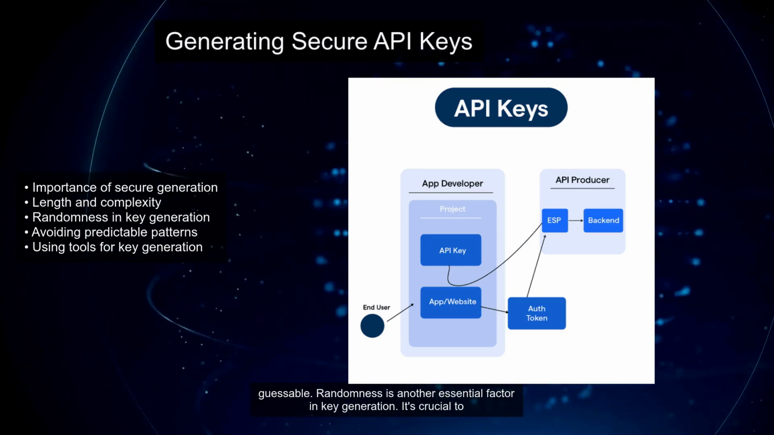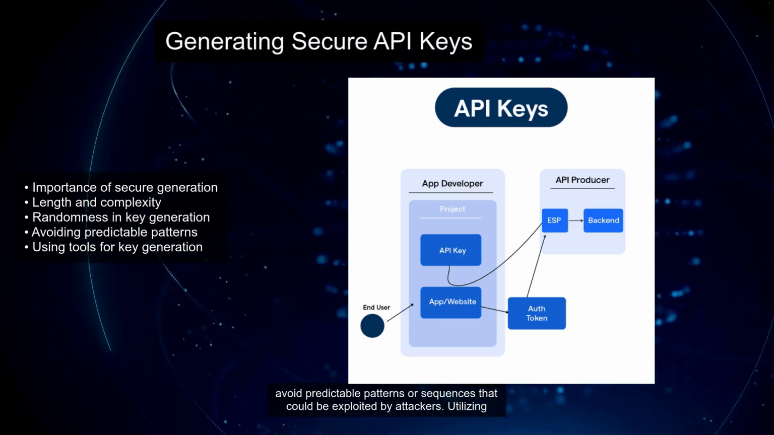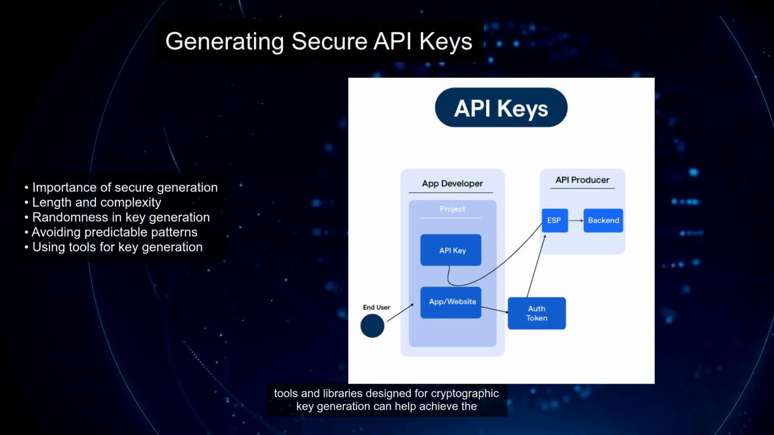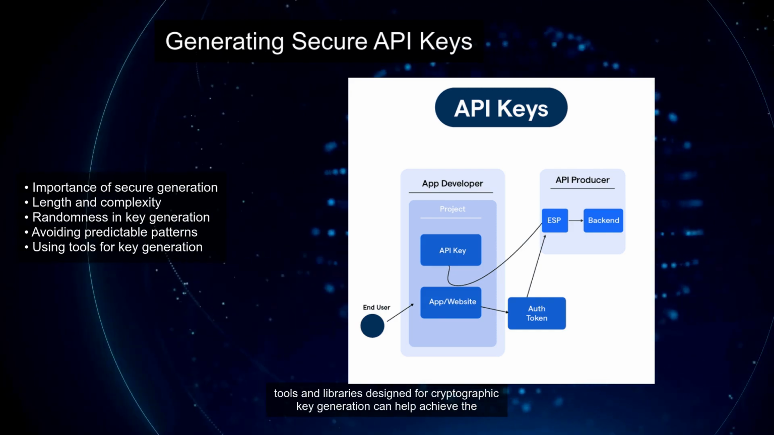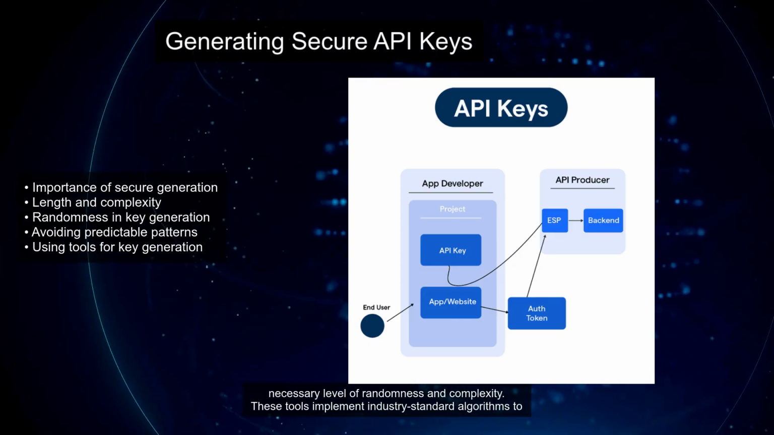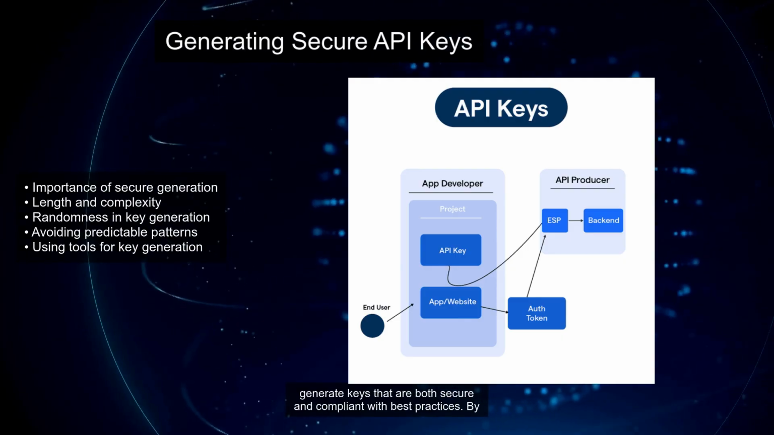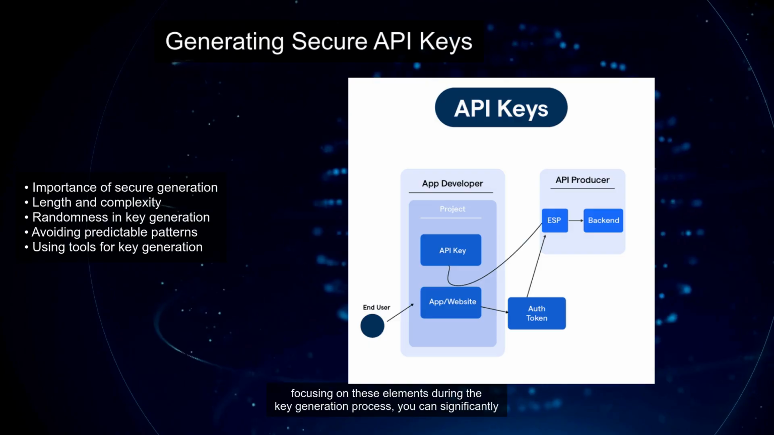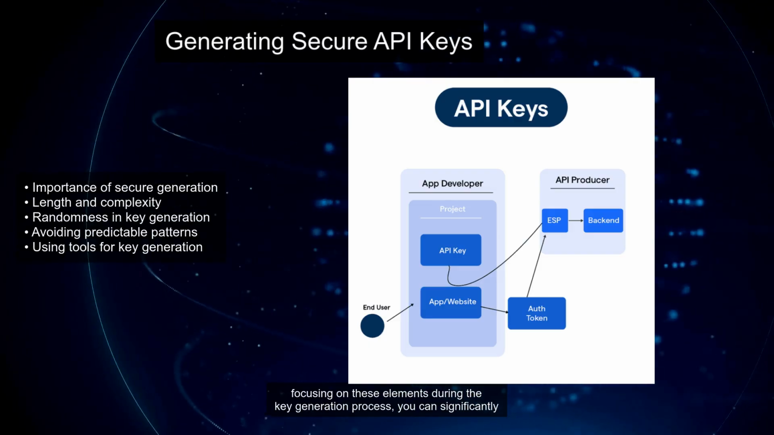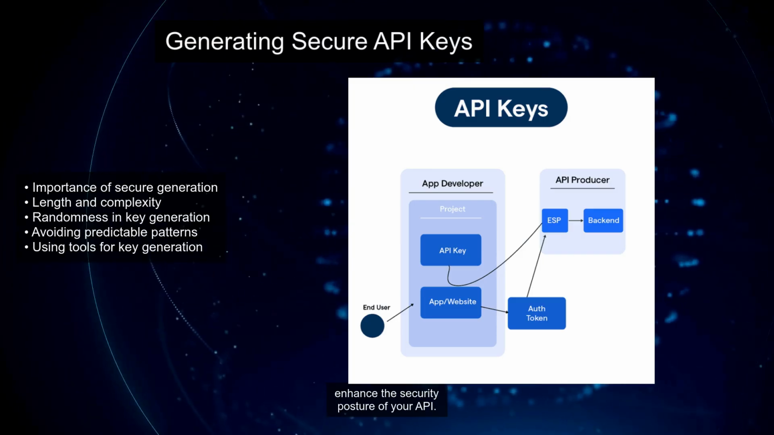Randomness is another essential factor in key generation. It's crucial to avoid predictable patterns or sequences that could be exploited by attackers. Utilizing tools and libraries designed for cryptographic key generation can help achieve the necessary level of randomness and complexity. These tools implement industry-standard algorithms to generate keys that are both secure and compliant with best practices. By focusing on these elements during the key generation process, you can significantly enhance the security posture of your API.